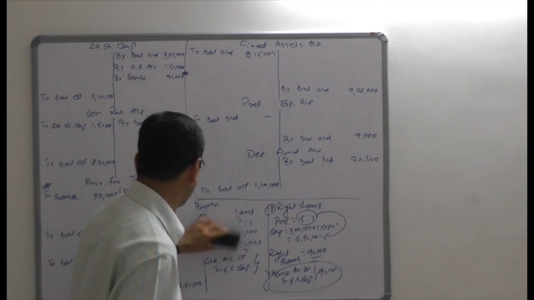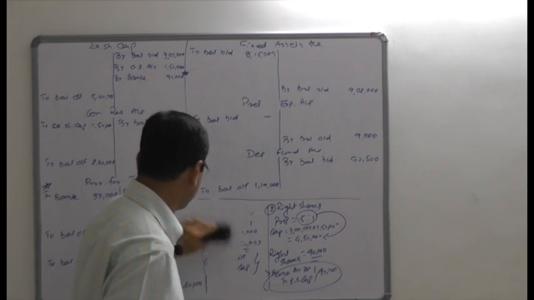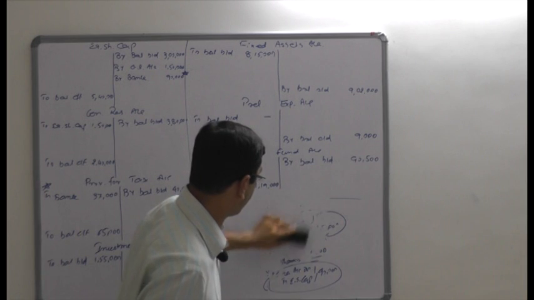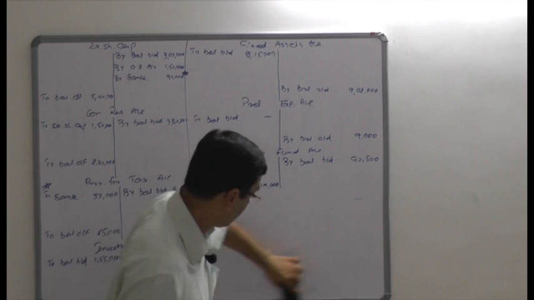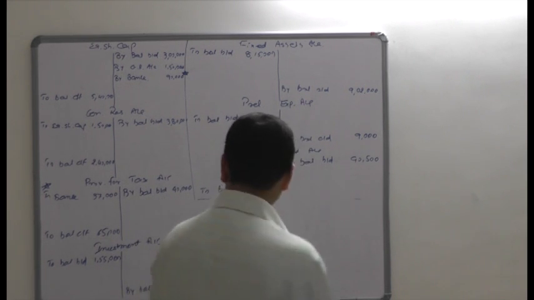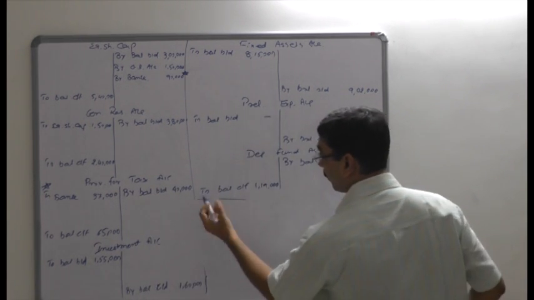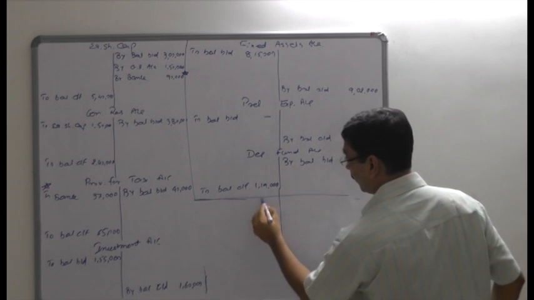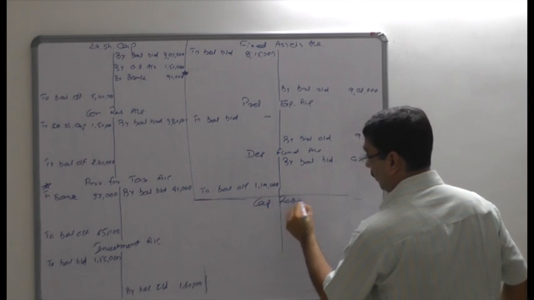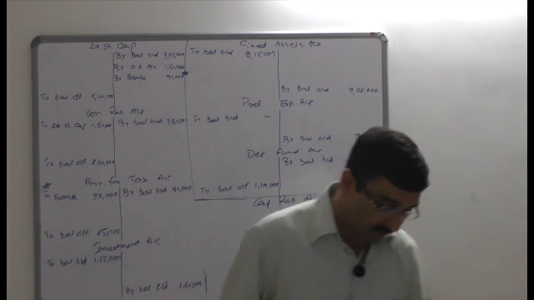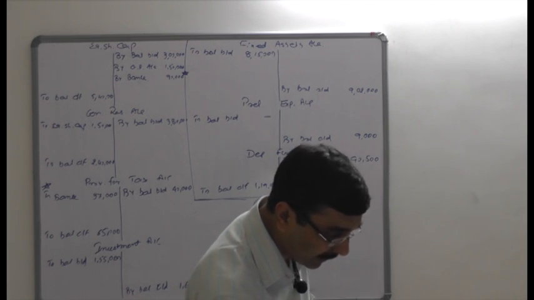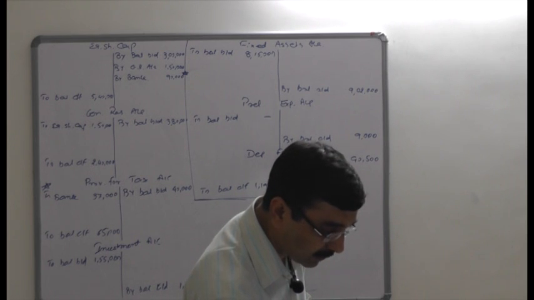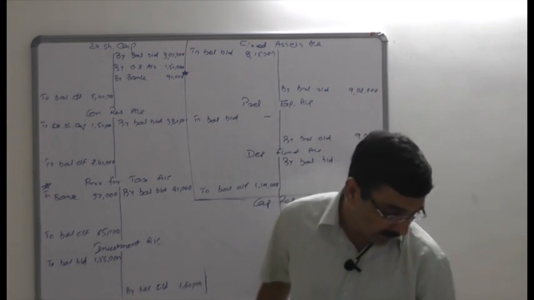I'll just remove this working from here, because I need to prepare one more account as per this requirement, and that is capital reserve. So here capital reserve account is prepared. All of you just observe your capital reserve account from the balance sheet. The capital reserve account balance is showing 2,000 and 5,000 rupees.